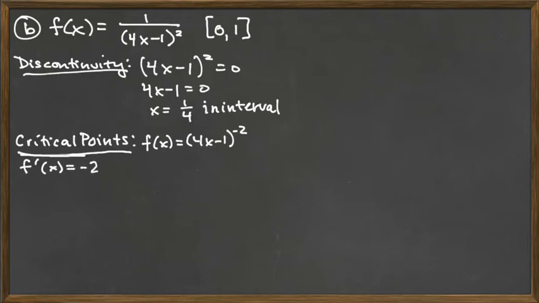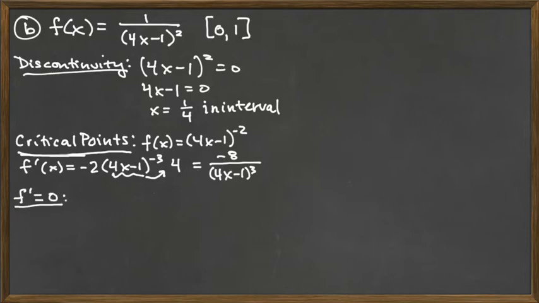So bring down the power -2. We've got 4x minus 1 now to the -3 because we dropped the power by 1. We take out the derivative of the inside, which is 4. And so then when we write this up nicely, we have the -2 times the 4, which is -8. And then we could push down that factor of 4x minus 1 to the third power on the bottom. So there's our derivative. We can figure out where it's equal to 0 and undefined to get critical points.